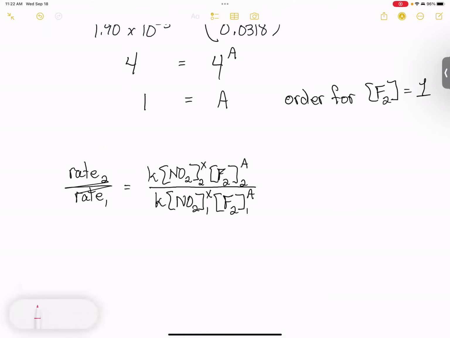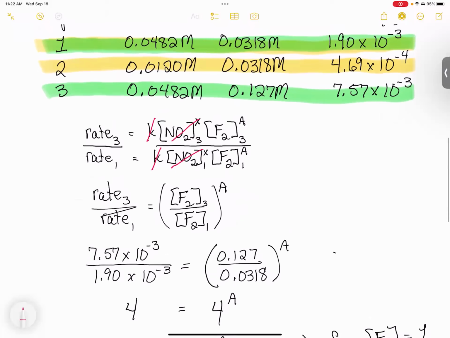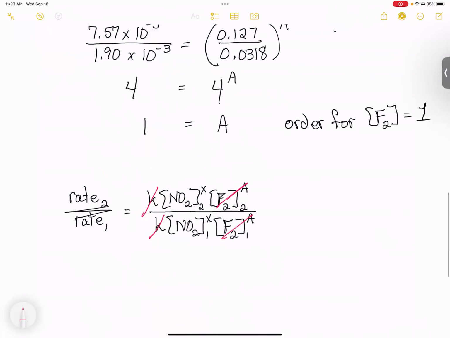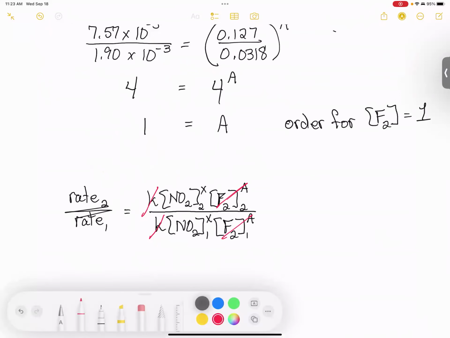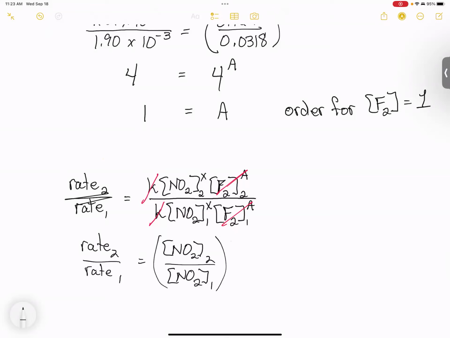Now, once again, rate constant, it's in the name, it's a constant, so the K's will cancel. And in this case, if you look at the concentration of F2, we held it constant at 0.0318. So those will cancel. So this equation can be simplified to rate 2 divided by rate 1 is equal to NO2 for experiment 2 divided by NO2 for experiment 1 raised to its power.